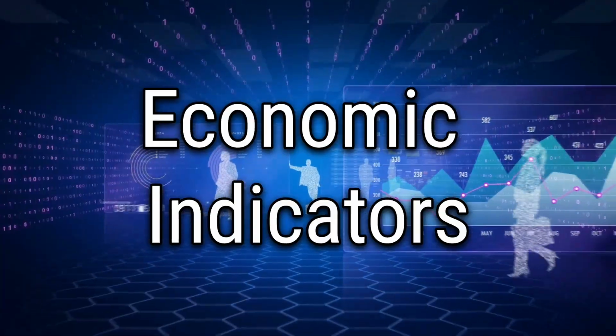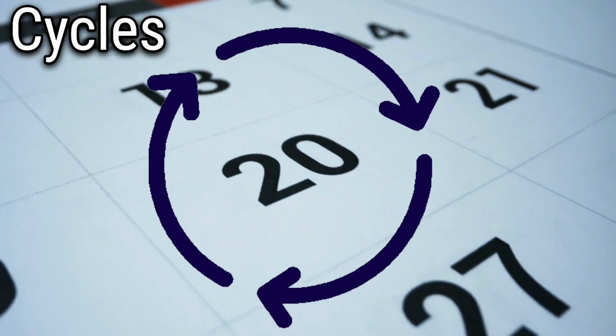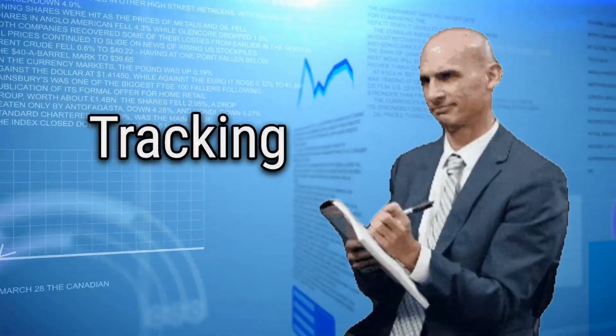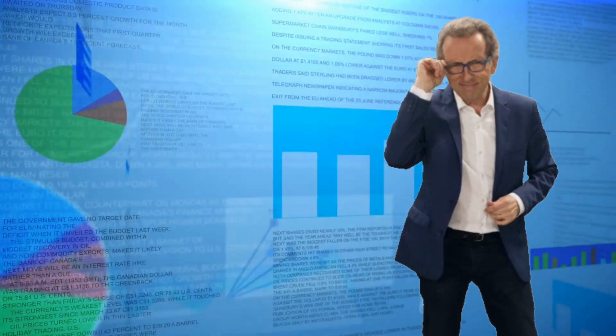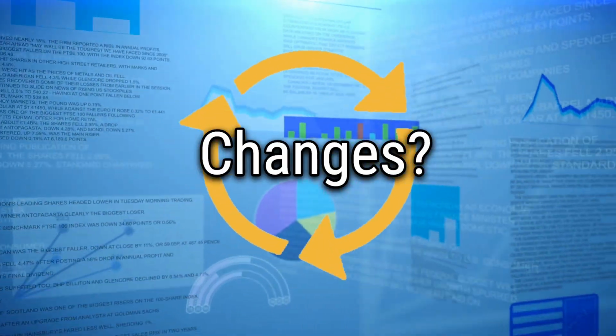Economic indicators are tools for tracking the changes in the economy. And those changes develop in cycles, whether monthly, quarterly, or annually. By tracking these cycles, we can spot trends in growth and inflation to determine where we are in the macro season and if any changes are underway.